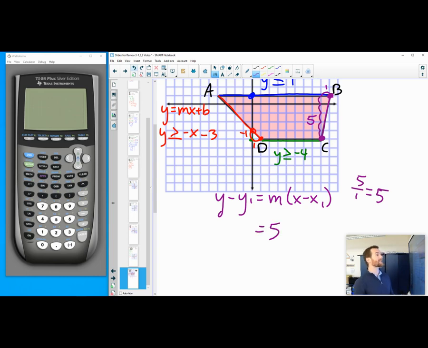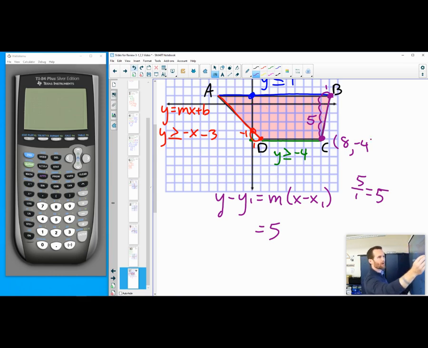Now to finish this, we need a point. I'll pick point C, I guess. It doesn't make a difference. You could pick point B and get the same answer. But I'm going to pick point C, which is, what are my coordinates here? 1, 2, 3, 4, 5, 6, 7, 8. Yeah, 8. And negative 1, 2, 3, 4. Negative 4. I'm going to double check myself one more time. 1, 2, 3, 4, 5, 6, 7, 8. 1, 2, 3, 4. Awesome.